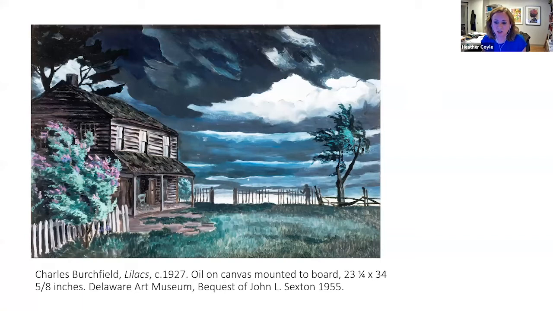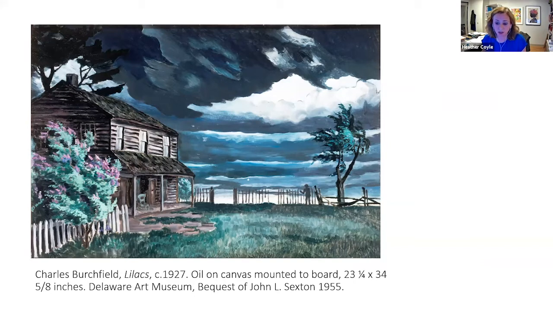Sexton's art collection started with the work of Charles Birchfield, specifically with this painting, Lilacs, which he took possession of not long after it won the Jenny Sesnan Medal at the Pennsylvania Academy in 1929. Sexton's purchase of Lilacs establishes some of the major characteristics of his collection.